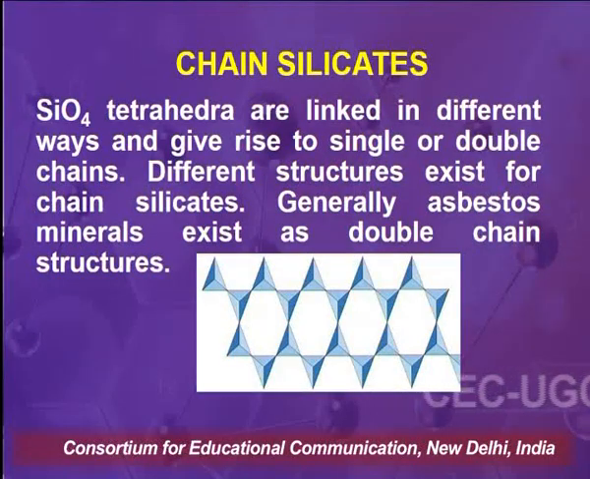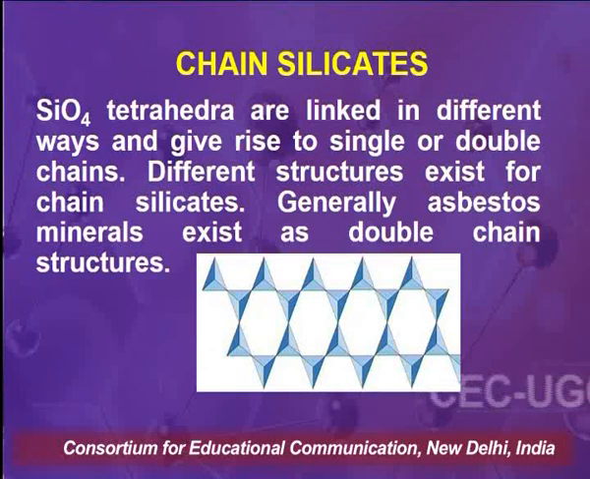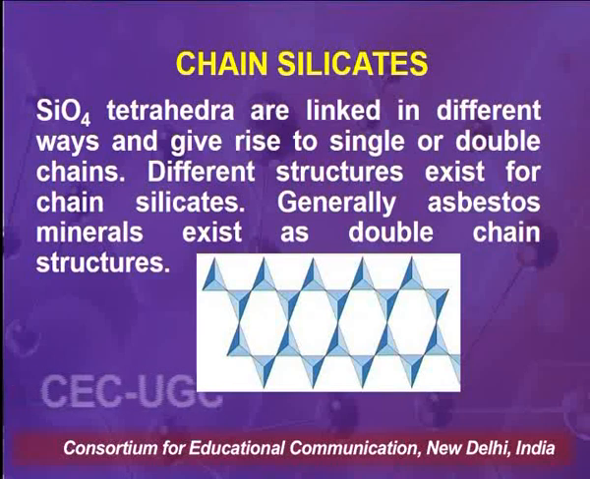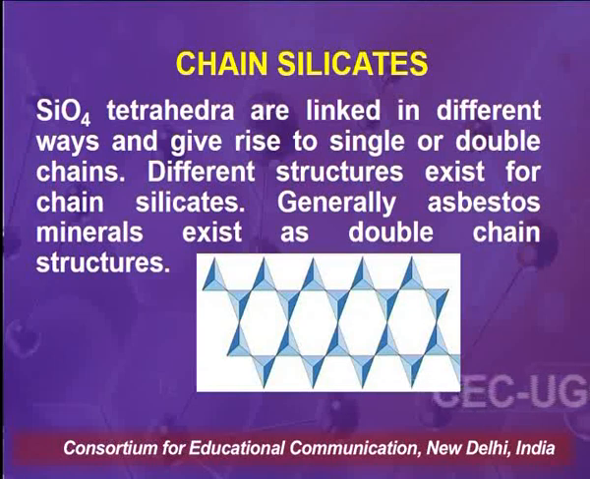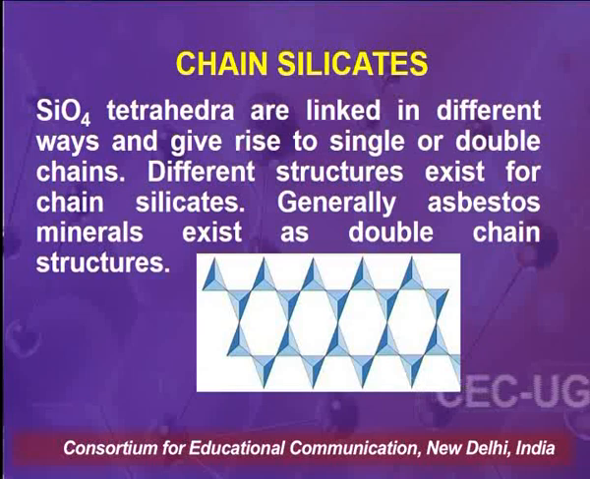When we talk about chain silicates, SiO4 tetrahedra are linked in different ways and give rise to single or double chains. Different structures exist for chain silicates. Generally, asbestos minerals exist as double chain structures, which can be seen in the figure: there are two chains linked to each other, wherein there is a sharing of oxygen between the upper layer and the lower layer to form a sheet or a double chain silicate.